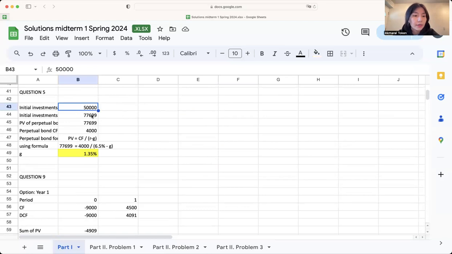So the next question is also on time value of money. Initial investments are given as $50,000. The idea was that we have these initial investments and we want to put them in a deposit. And in 7 years, we are going to take that money in order to purchase a perpetual bond. Perpetual bond means a bond paying a certain amount of money forever. The task was to find the growth rate. So how do you find the growth rate?